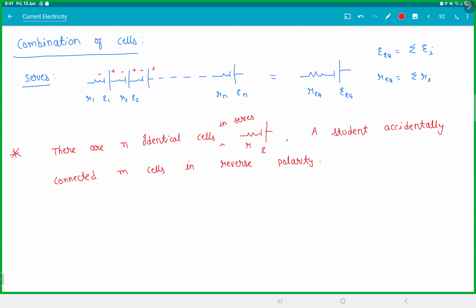And this was a CT question. Meaning if I have to give you numbers, let's say you have 20 batteries and someone connected 3 batteries in reverse. Then what will be the new EMF and the new resistance? 30 seconds.